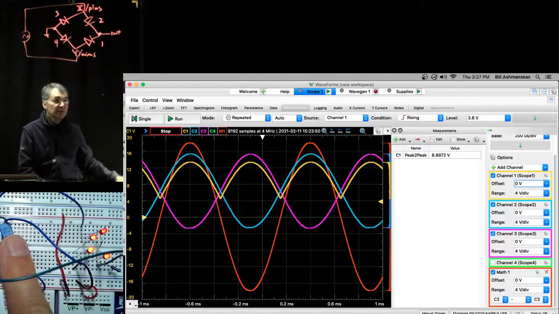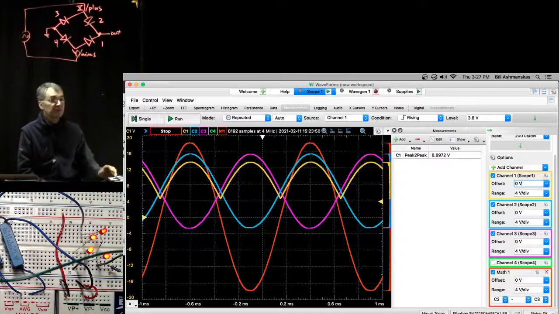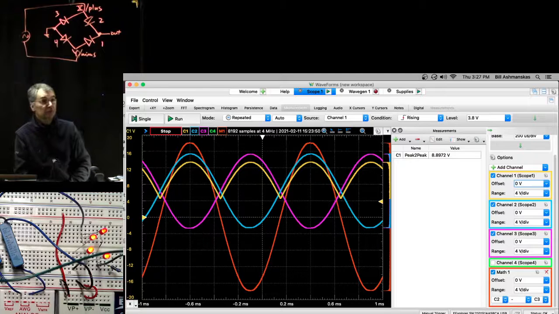So maybe if I have time after class, I might try taking them out and see what happens. And I'm also going to try putting the filter capacitor on. But now I'm out of time, so that'll happen later.